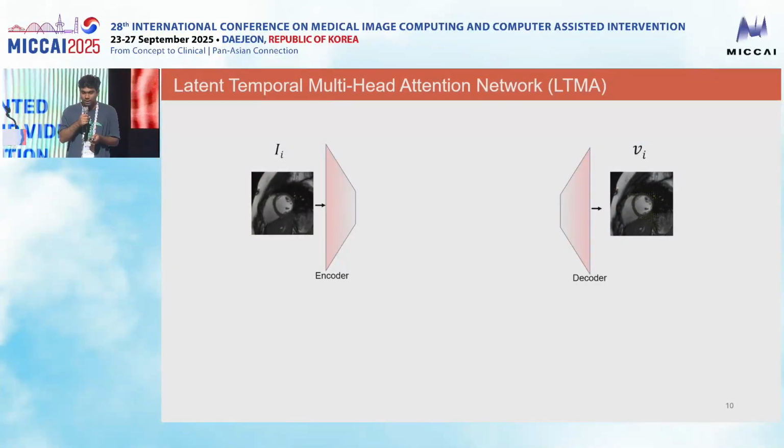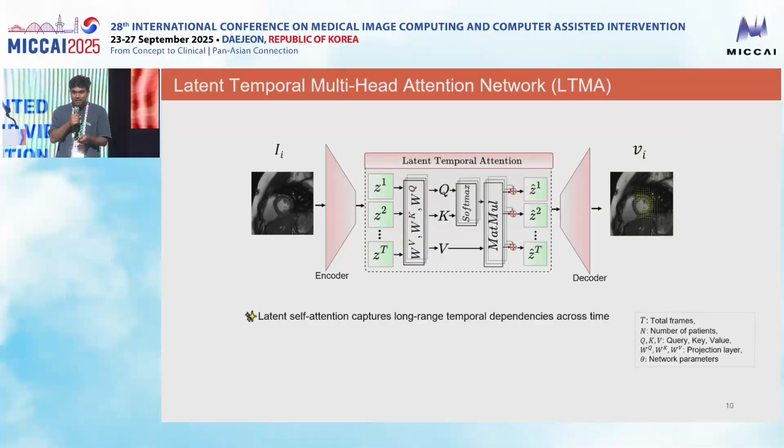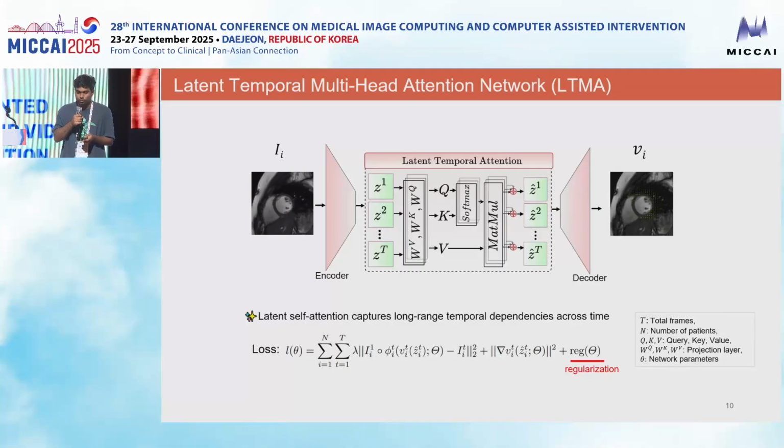So first, I will start from our proposed latent temporal multi-head attention network. Similar to classical registration networks, ours also has an encoder-decoder architecture. But unlike classical registration models, we have a temporal attention head applied directly in the velocity space that gives you a more expressive and scalable representation of the encoded velocity and can capture global temporal dependency of cardiac videos. And we use this loss function to optimize our registration network.